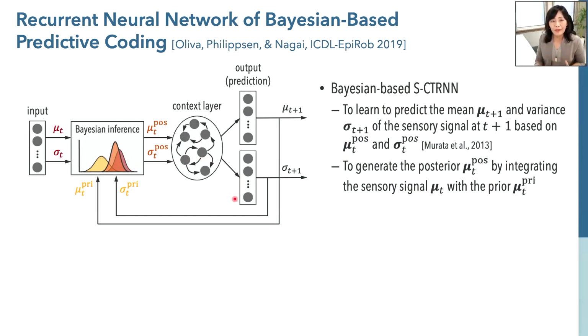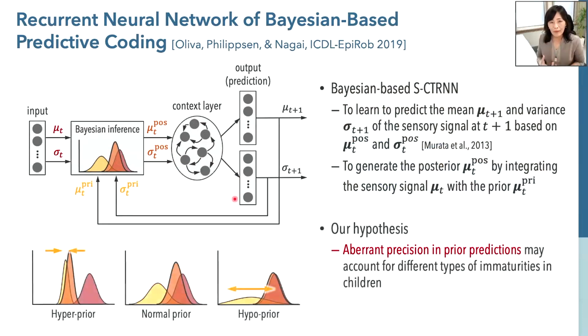And with this network, we hypothesized that the aberrant precisions in the predictions may account for different immaturity in the cognitive development. For example, this is a normal prior, but then we can manipulate the model parameters to generate a hyper prior or hypo prior. There are several model parameters which can directly control the variance of the predictions. So we tested to what extent this change in the prior predictions would affect the different immaturities of their prediction ability.